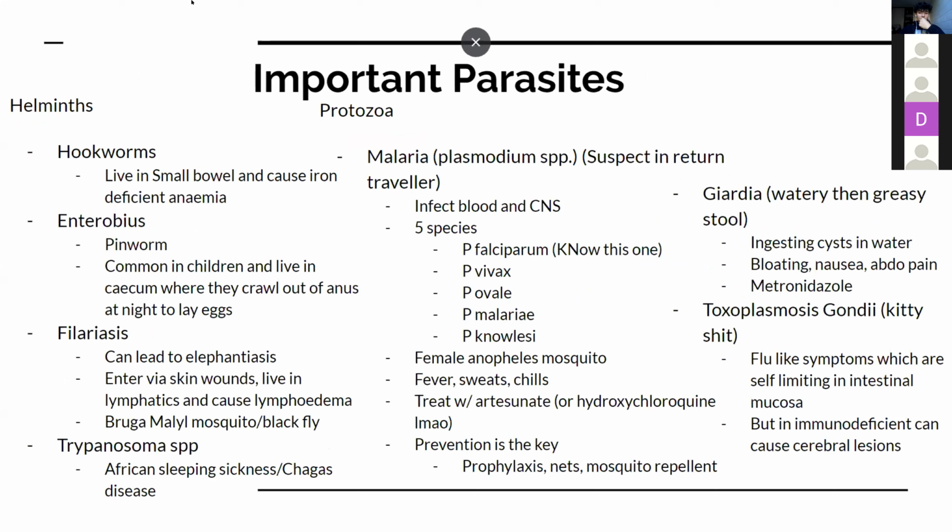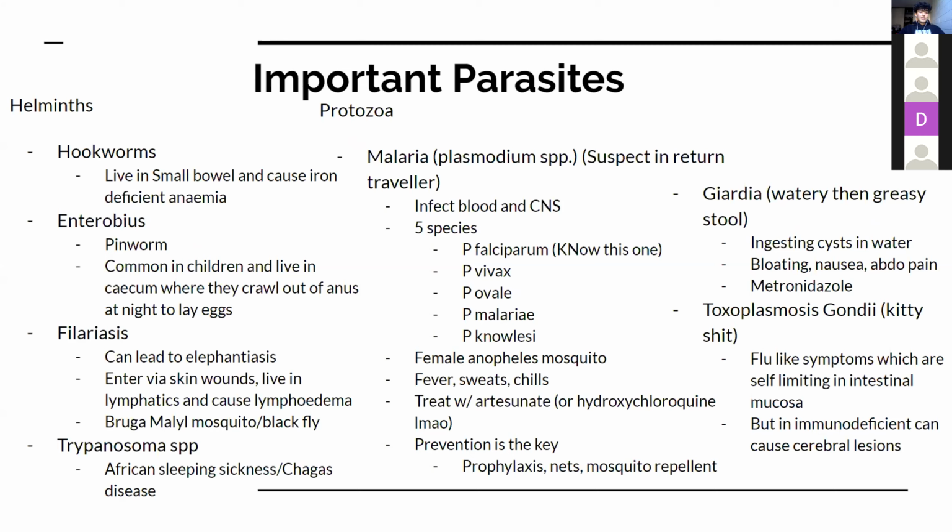This is the part of parasites you might need to know. If you remember the lecture, the guy put up a big slide with a lot of non-English words. I remember that was a good source of PTSD from year one. So for your helminths, you've got hookworms, which live in your small bowel and cause iron deficiency anemia. Enterobius is the worm I was speaking about before, which is a pinworm, and that's common in children.